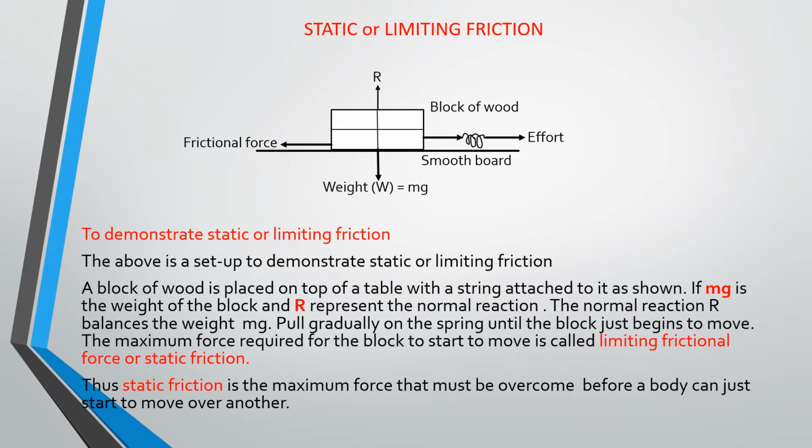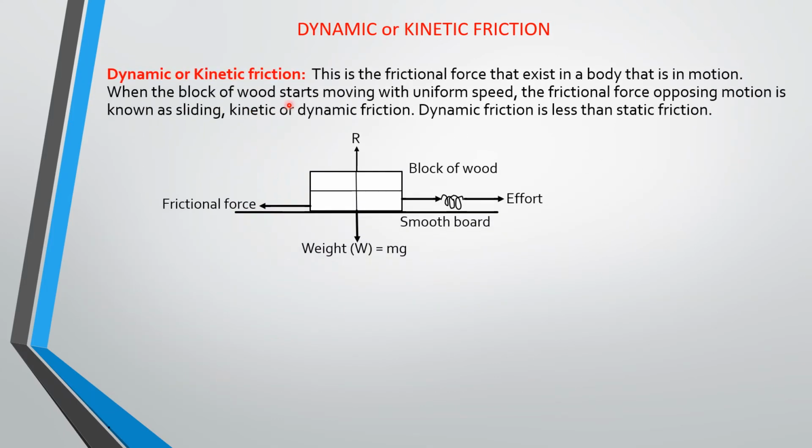So what about dynamic or kinetic friction? You know that once the block of wood we described earlier begins to move, the frictional force between the block of wood and the surface is reduced, because you don't need too much force again to continue to move the block. So dynamic or kinetic friction is the frictional force that exists in a body that is already in motion. Like I said before, when the block of wood starts moving with uniform speed, the frictional force opposing motion is known as sliding, kinetic, or dynamic friction.